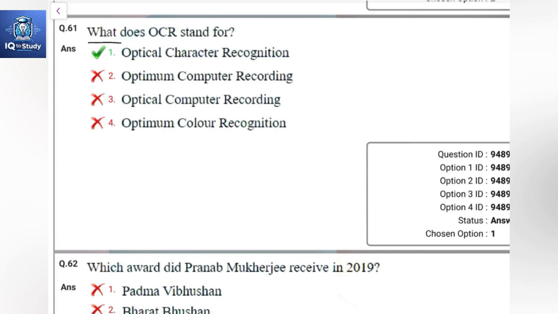What does OCR stand for? OCR means optical character recognition. O means optical, C means character, R means recognition. It is the electronic or mechanical conversion of images of typed, handwritten or printed text into machine encoded text. It is used in automatic number plate recognition, data entry for business documents, in checks, passports, etc. In traffic sign recognition also this OCR is used.